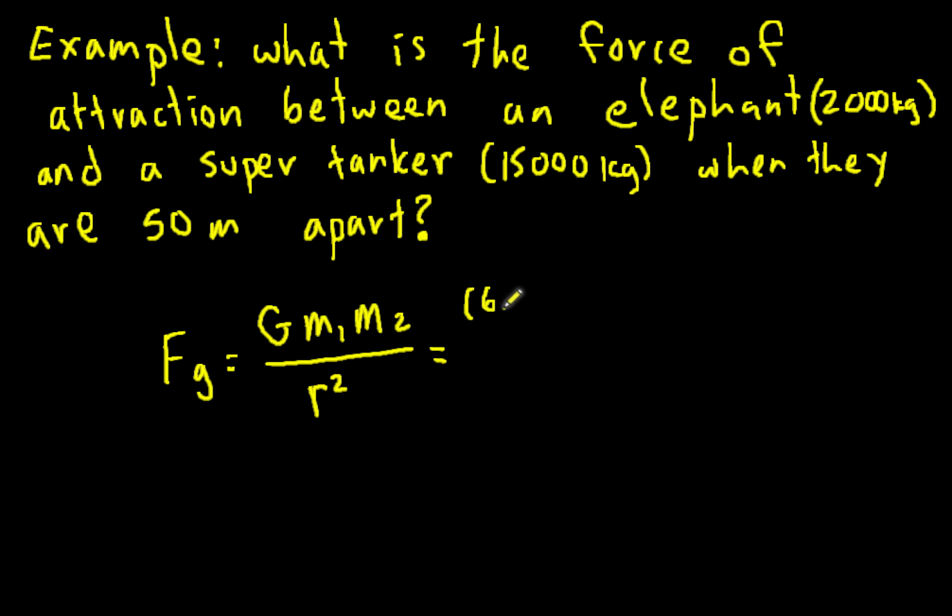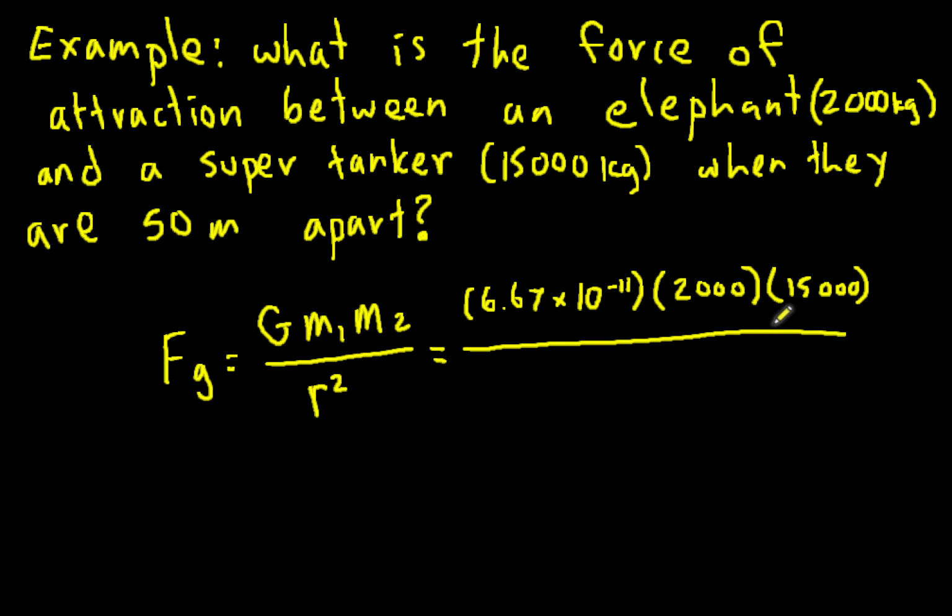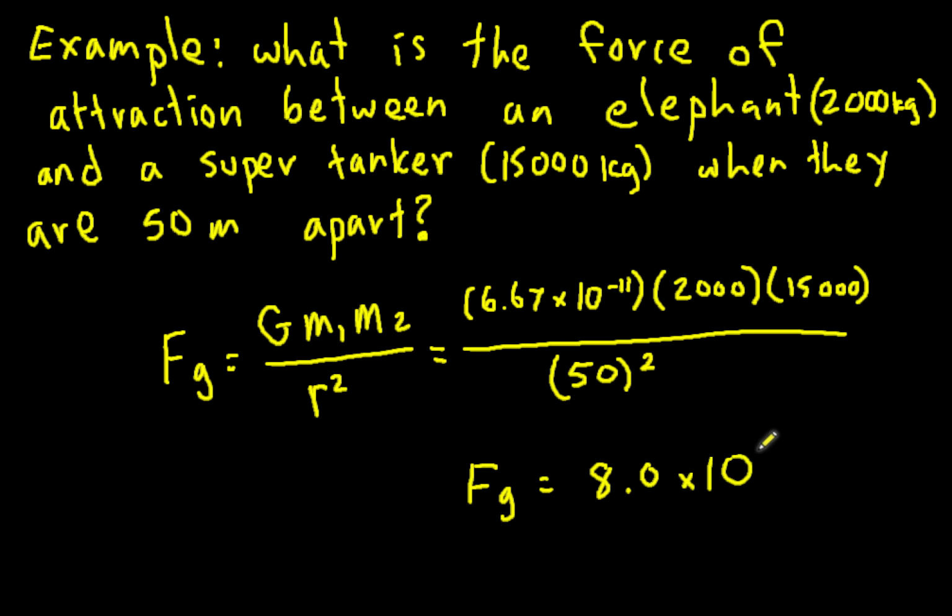This is 6.67 times 10 to the negative 11, capital G, times 2,000 times 15,000 divided by 50, which is the distance between them, squared. Be careful with the r, don't forget the squared, it's a common mistake. This gives us a force of gravity equal to 8.0 times 10 to the minus 7 newtons.